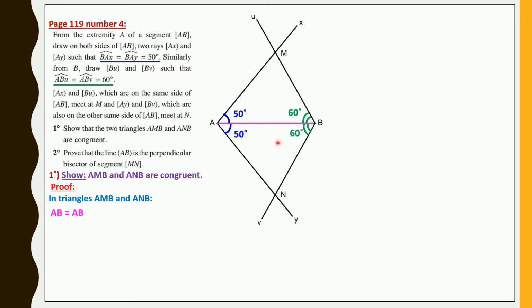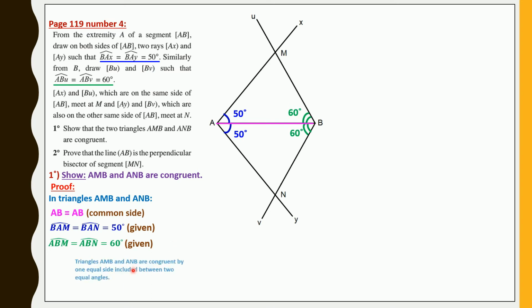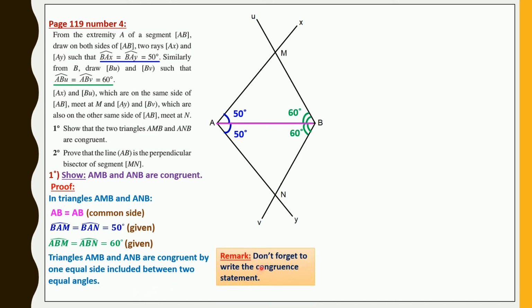AB equals AB, common side. Angle BAM equals angle BAN equals 50 degrees, it's a given. And angle ABM equals angle ABN, it's also given. Now we need to write the congruence statement in the end. Triangles AMB and ANB are congruent by one equal side included between two equal angles. So remark, don't forget to write the congruence statement. We don't stop here. If we don't write the congruence statement, our answer is incomplete, so be careful.